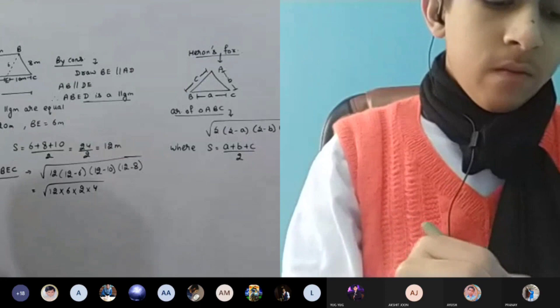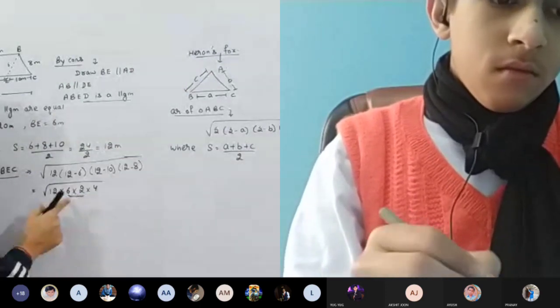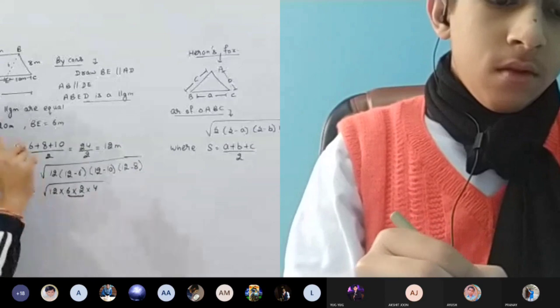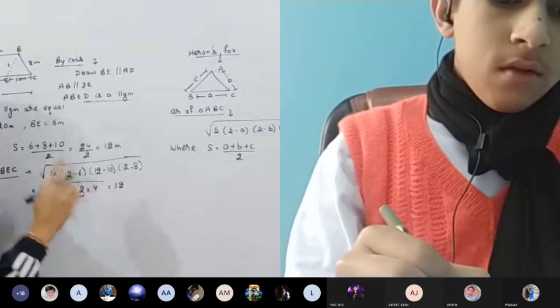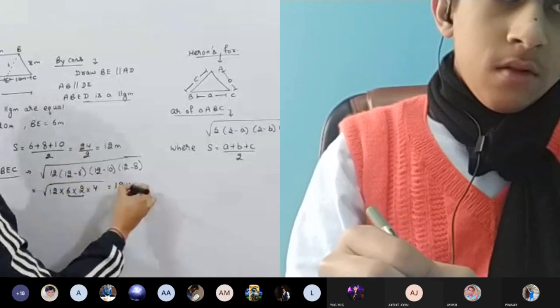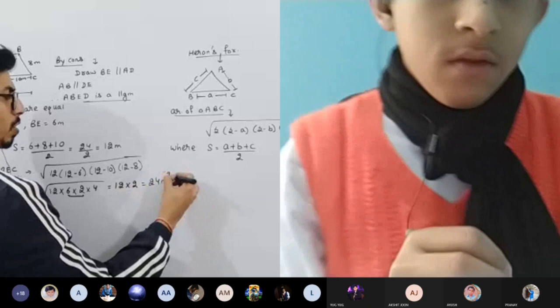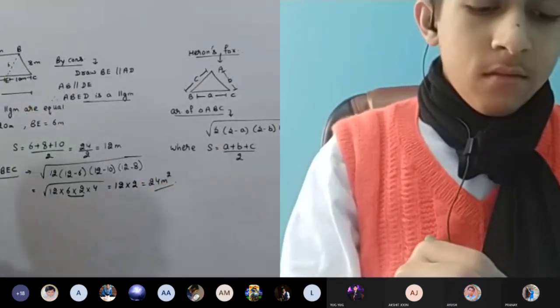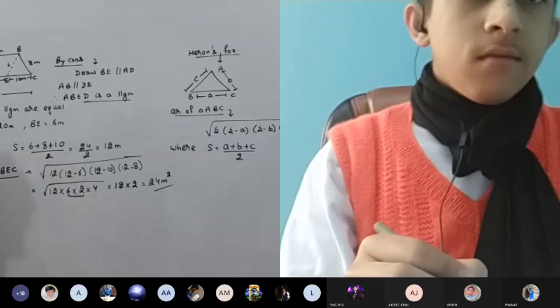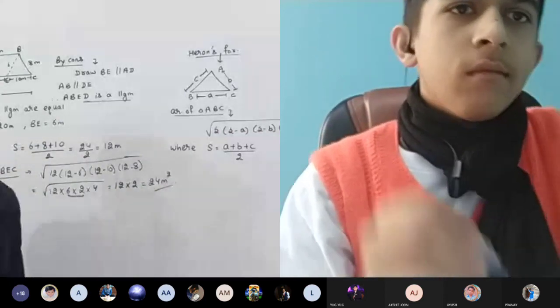Yes or no? Now, students, if I just take out the square root, see, 6 into 12 is 12 into 12, making one pair. So 12 will come out. 4 can be written as 2 into 2. So 2 will come out. So the area will be 24 meters square. Is this clear to everyone or not? Yes, clear sir. Yes or no? Yes, everyone. Is this clear?